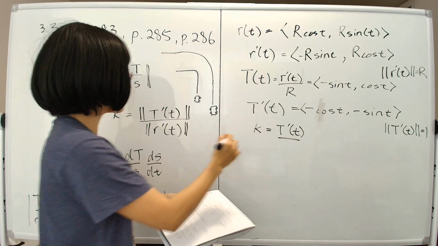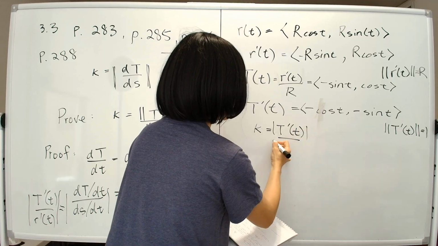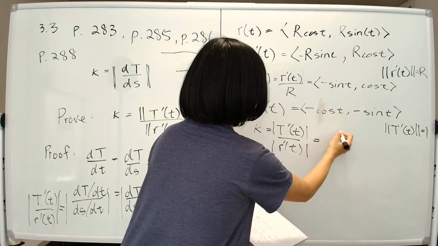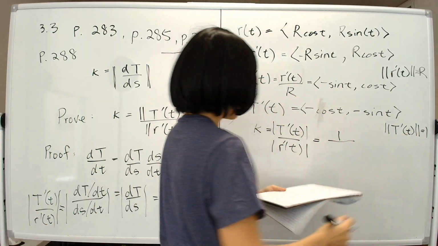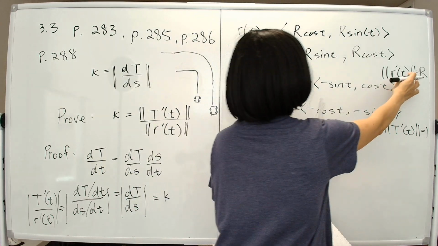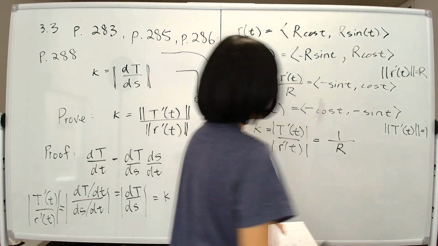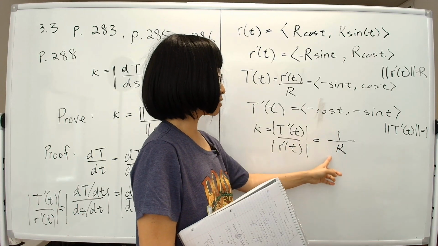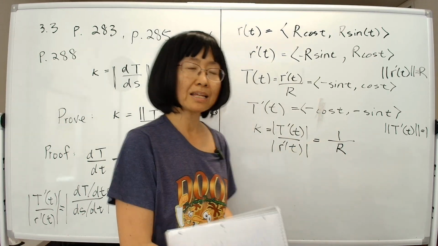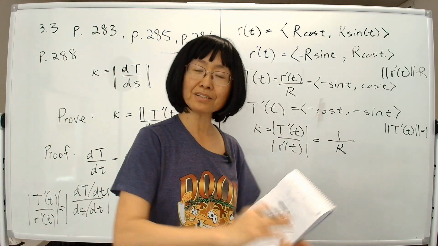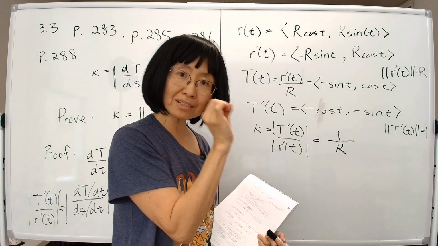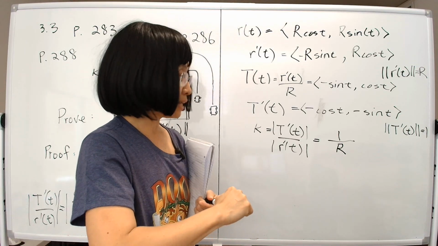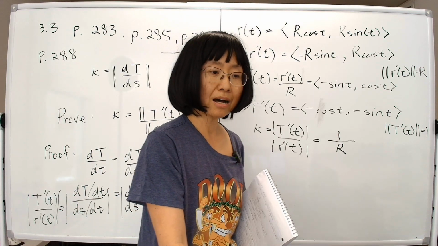I'll even rewrite this: kappa equals the magnitude of T prime over the magnitude of r prime, which is equal to 1 over R, since T prime is 1 and r prime is R, as we said right here. As you can see, the curvature of a circle is the reciprocal of its radius. That is, the bigger and fatter the circle is, the smaller the curvature is. The smaller circles have much bigger curvature. The reciprocal relationship gives you a direct understanding of what curvature is.